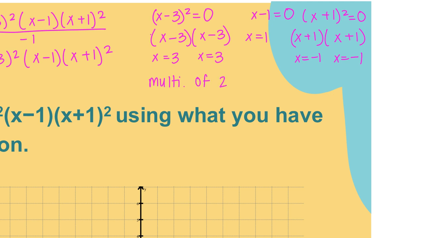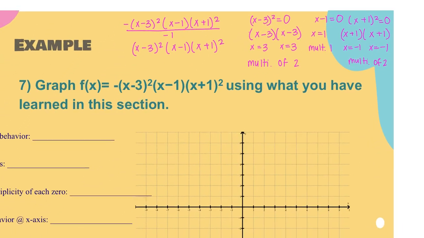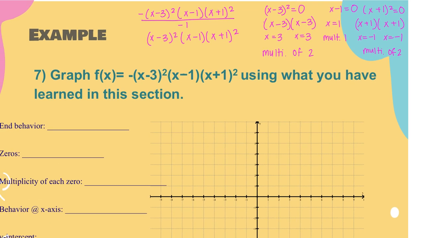Good. X equals 1, multiplicity of what? Good. And then x minus 1, I have a multiplicity of? Perfect. Okay, so now I already know my zeros and my multiplicity. Pay attention to how I'm writing it so you write it correctly.